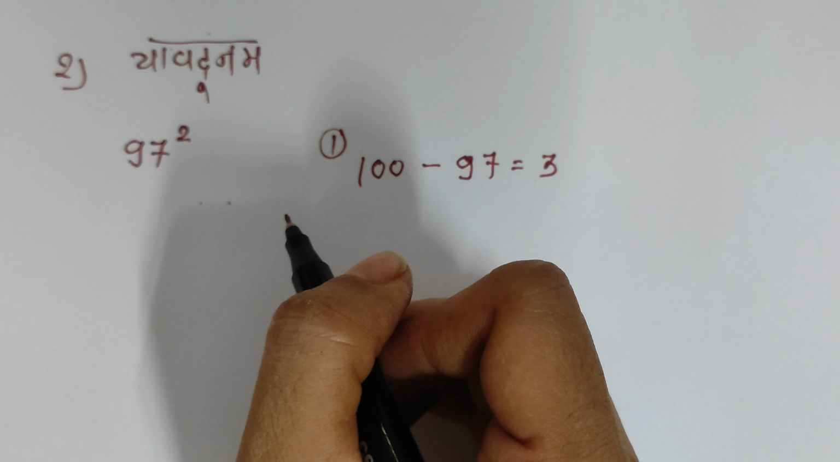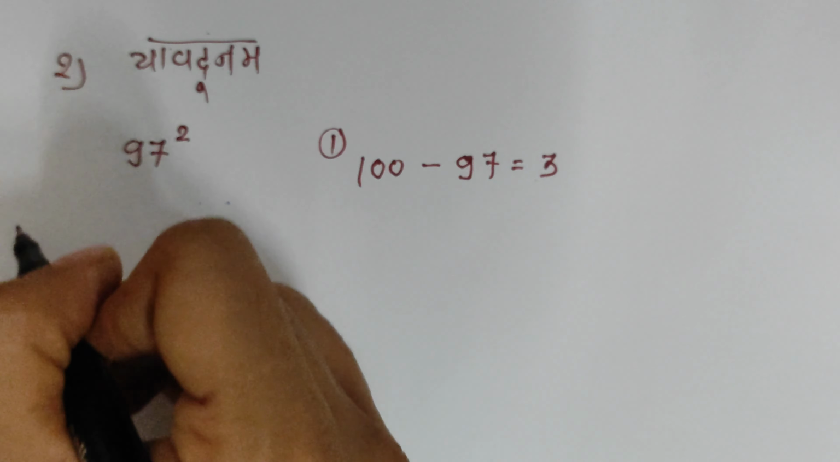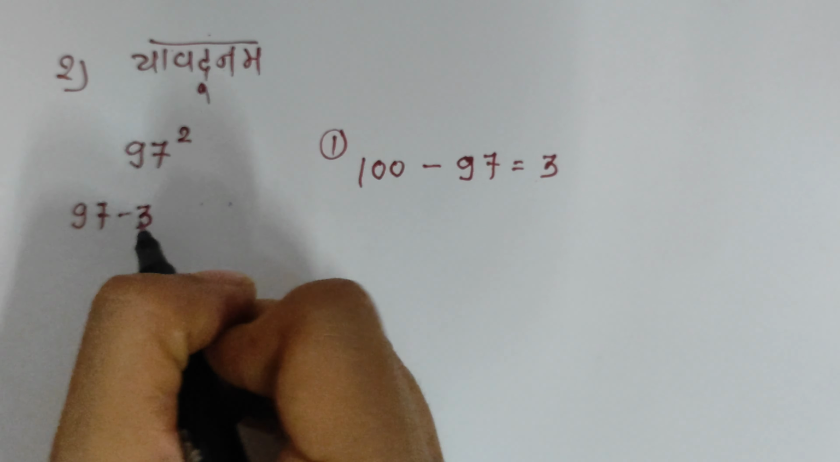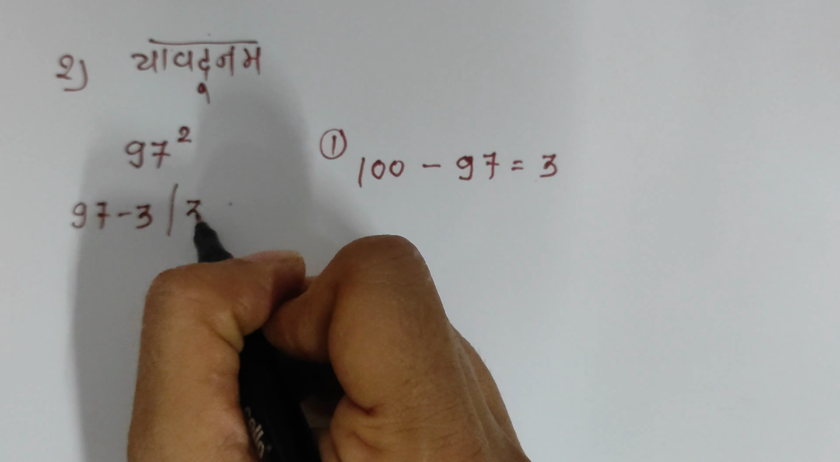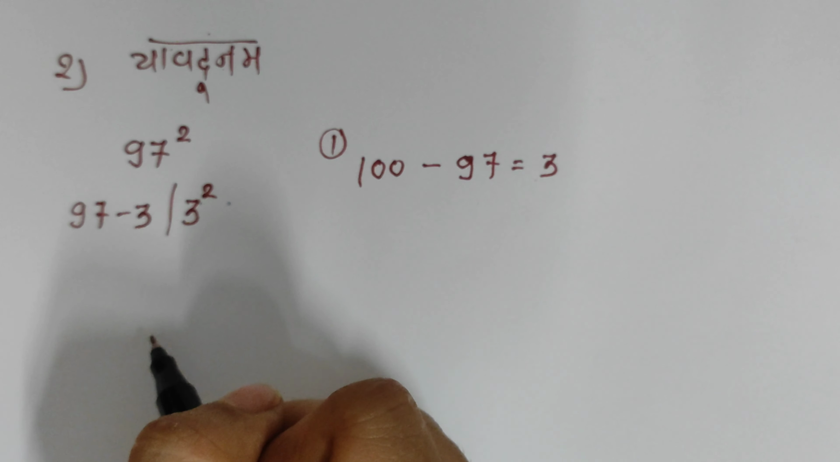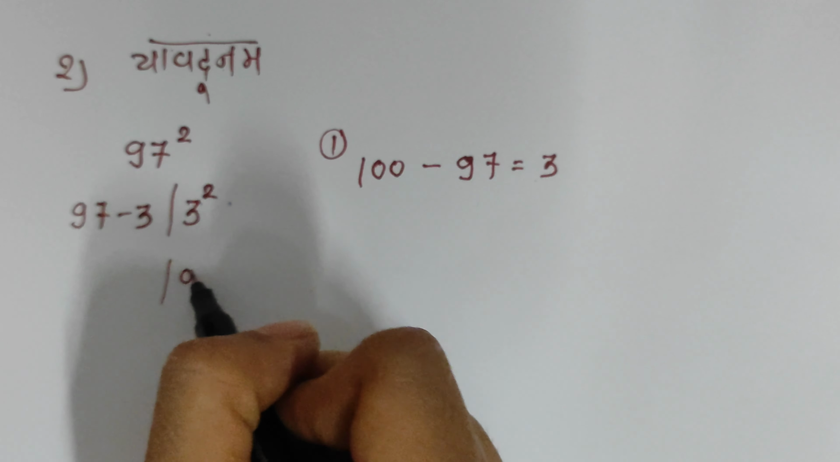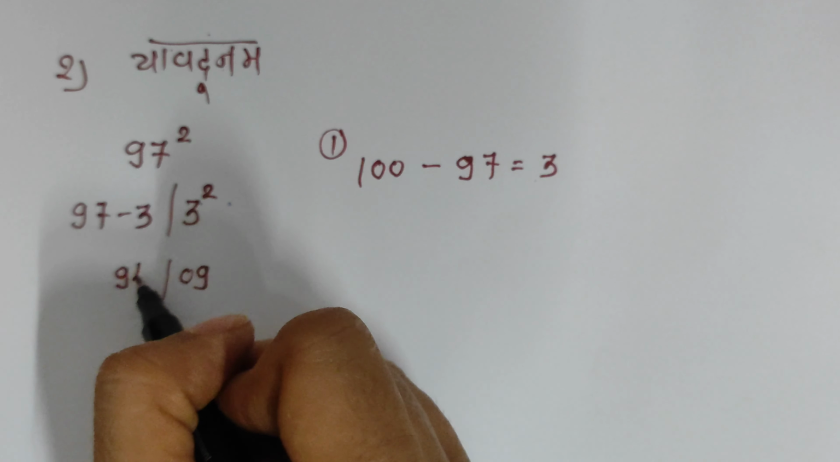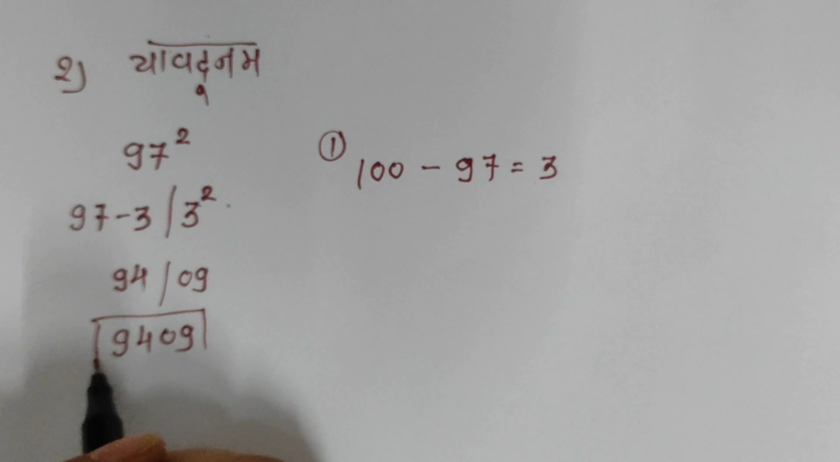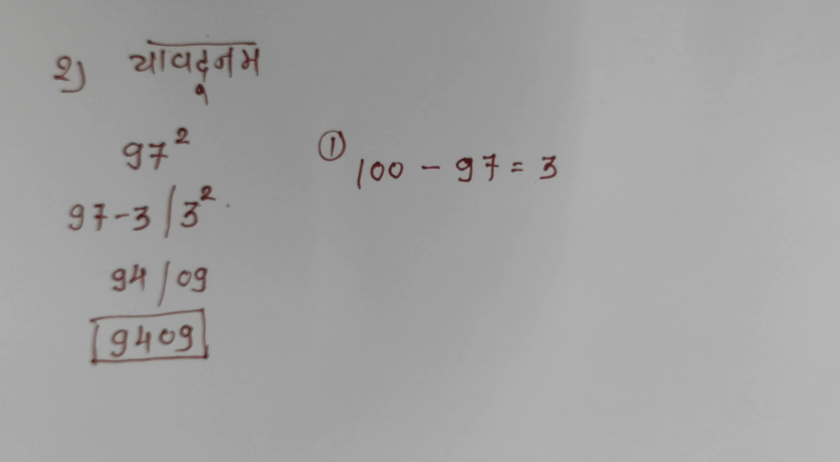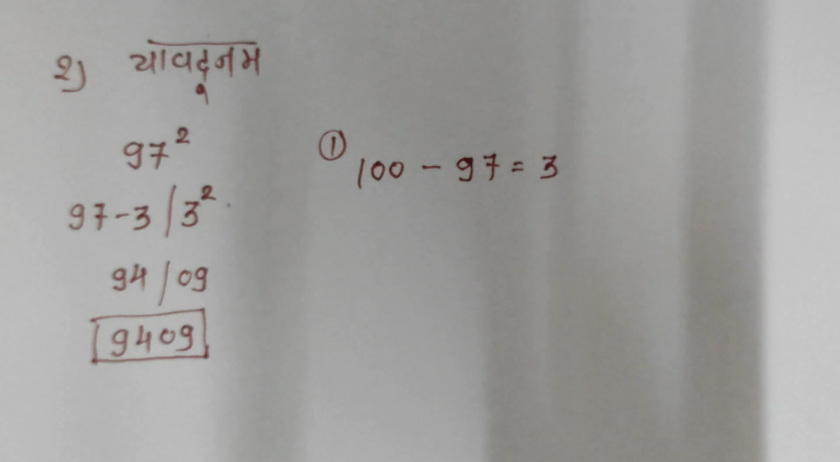And so we subtract 3 from 97, and we get deviation 3. Therefore we do the square of 3 on the right side. 3 3 ja 9 and 97 minus 3 gives 94. So we get the answer 9409. This is the method by which we easily find the square of big numbers.